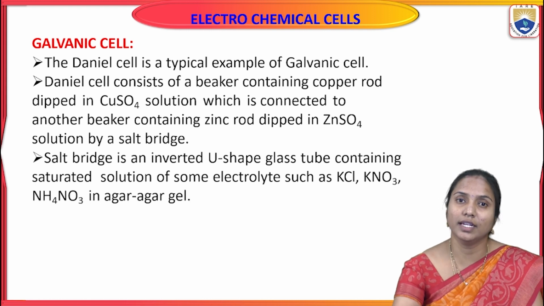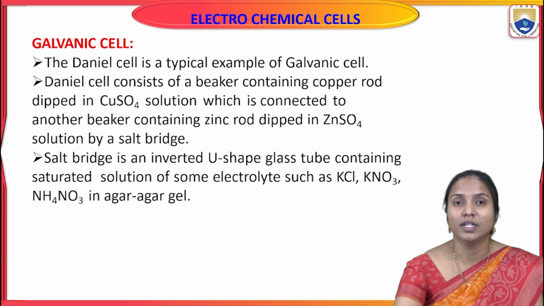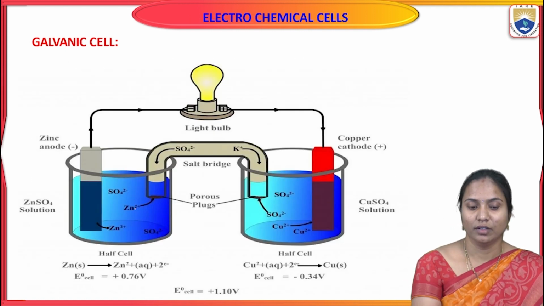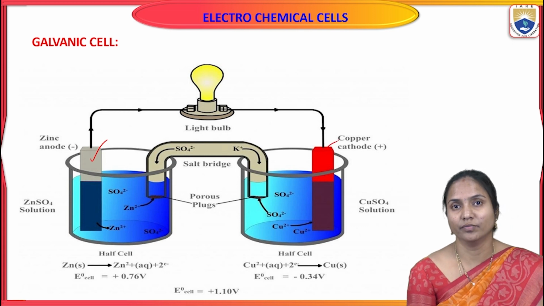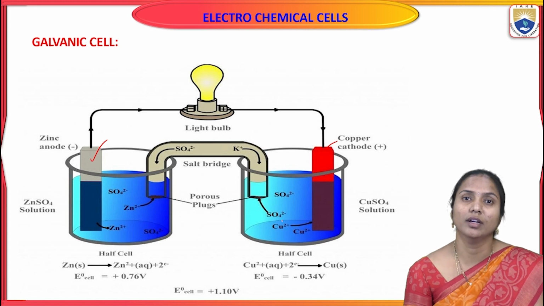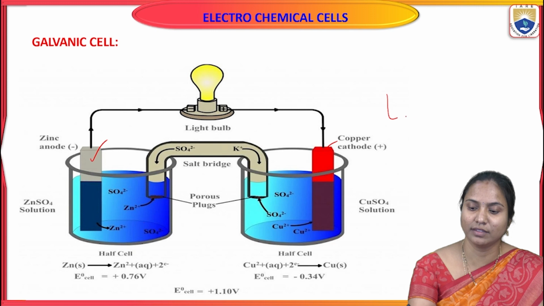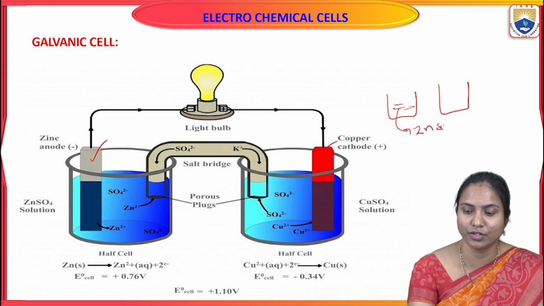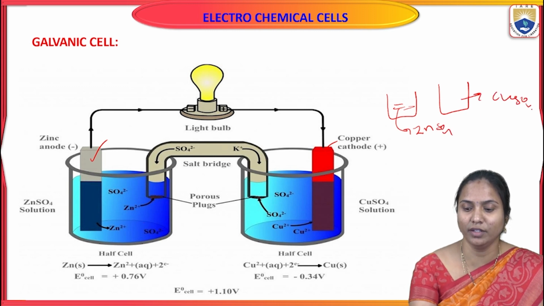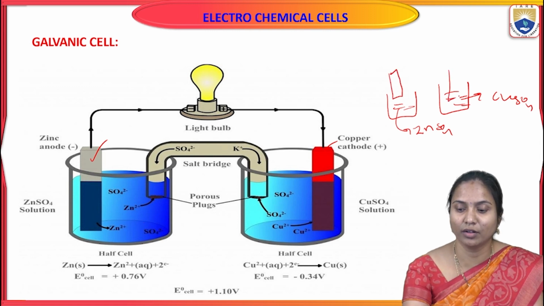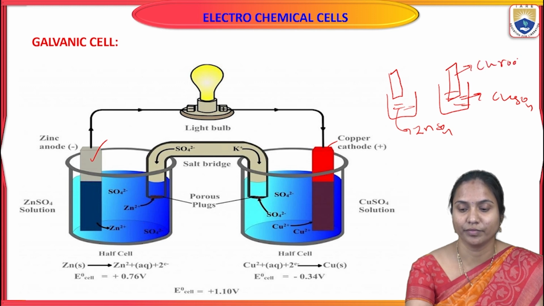So this Daniell cell consists of two electrodes, zinc and copper. The zinc electrode is dipped in zinc sulfate solution and the copper electrode is dipped in copper sulfate solution. Here, this is a zinc electrode and this is a copper electrode. For example, here we are taking two beakers. In the first beaker we are filling zinc sulfate solution and in this beaker we are taking copper sulfate solution.